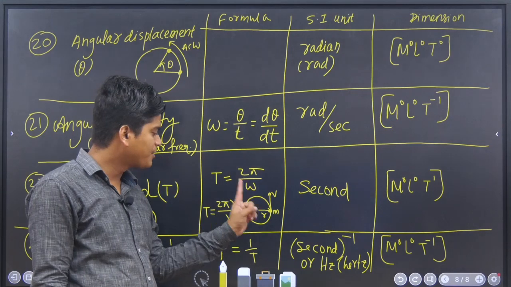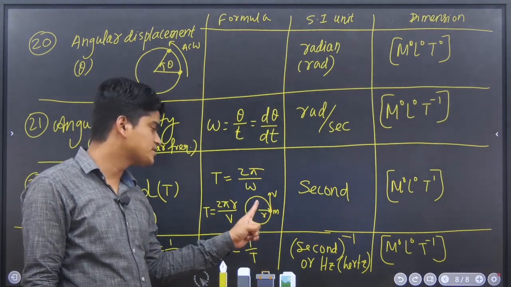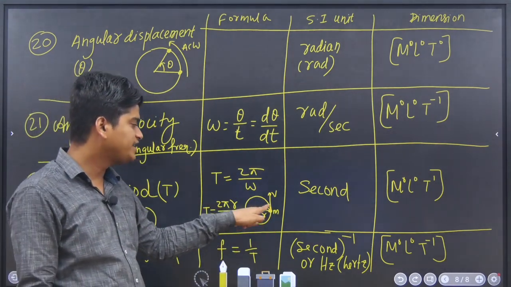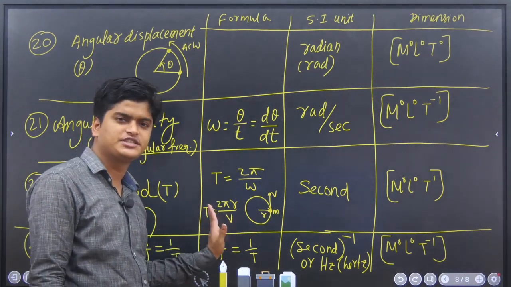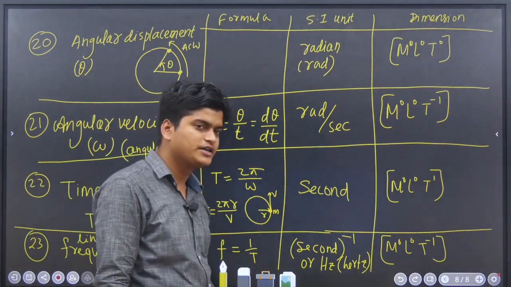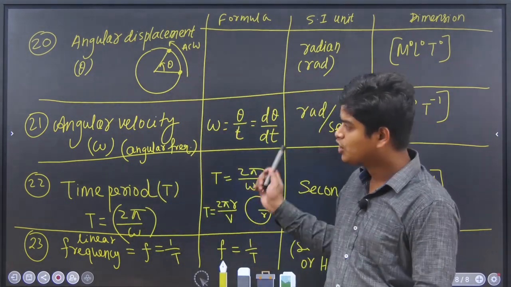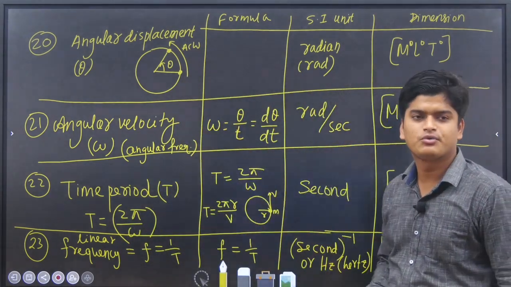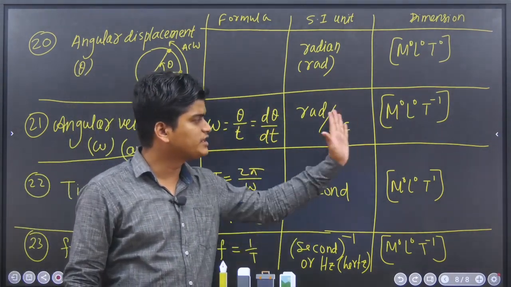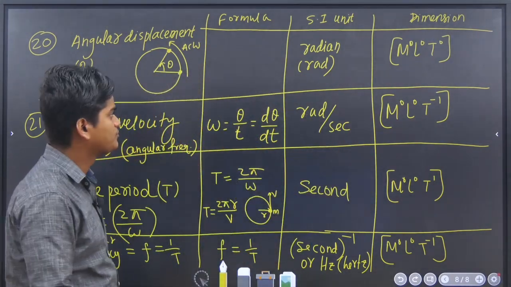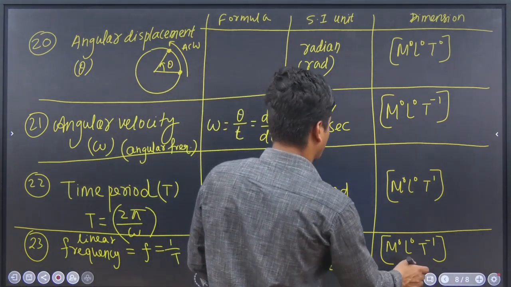And if a particle is rotating with velocity v and radius r, then the time period will be the total distance covered, which is 2 pi r, divided by its speed. So distance by speed is basically time. So from there only it is coming 2 pi r by v. So this much idea you must remember about derived quantities and their SI unit and dimension. Now we will go to the next.